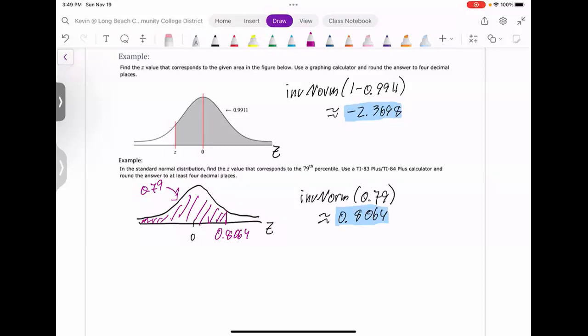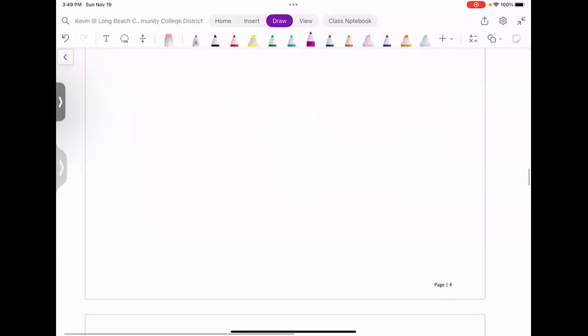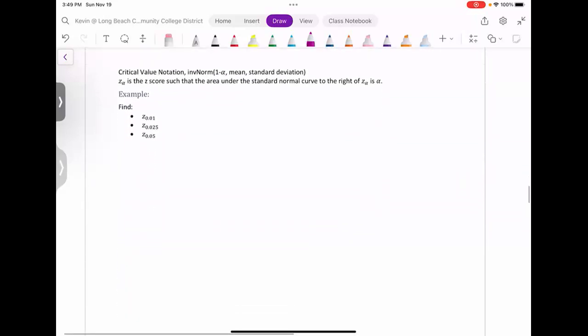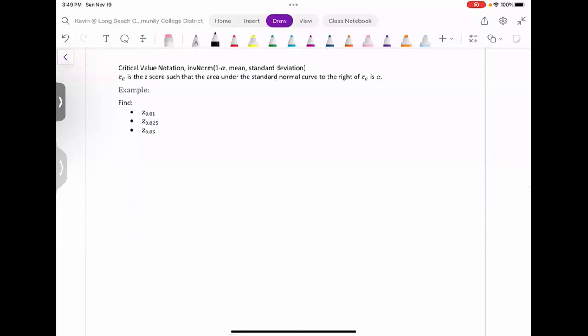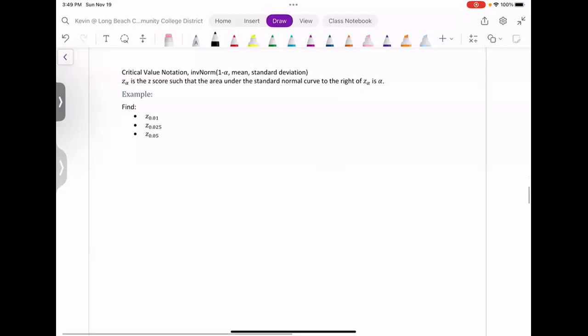All right, we are now going to talk about critical value. This is something that is not that important yet, but becomes important. And when we use inverse norm, it's always going to be 1 minus the alpha, the subscript, whatever that is, the 0.01 for the first one, 0.025 second one, and 0.05 for the third one. And we're always going to use 1 minus because that area that they're talking about is always the area to the right, which means we need the area to the left. So it's going to be 1 minus.